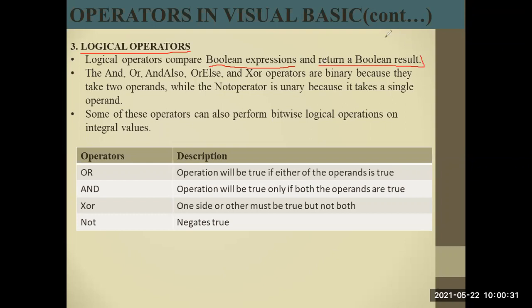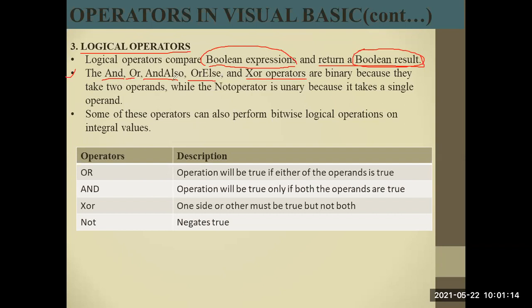Whenever we use a logical operator, you have to remember the operand type should be a Boolean expression type. The input will be a Boolean expression type and the result will be a Boolean result, that is true and false. So what are the different logical operators supported by visual programming? The simple AND operator, OR operator, AND ALSO operator, OR ELSE operator, then the XOR operator are supported by visual programming.